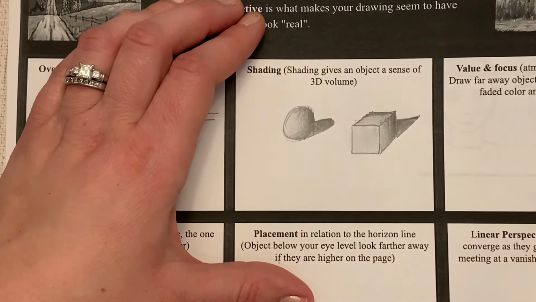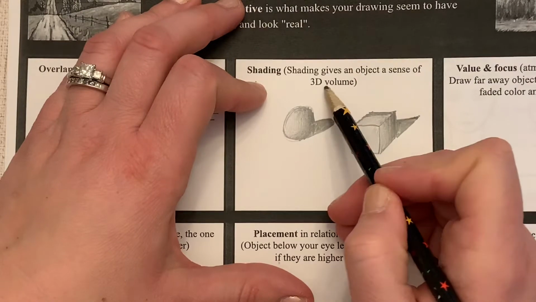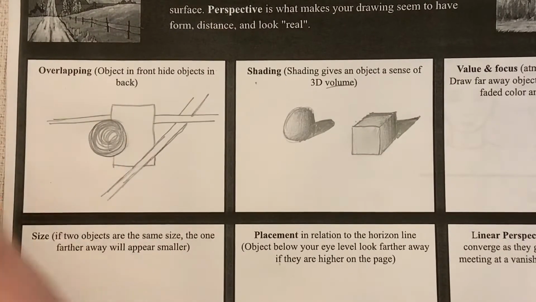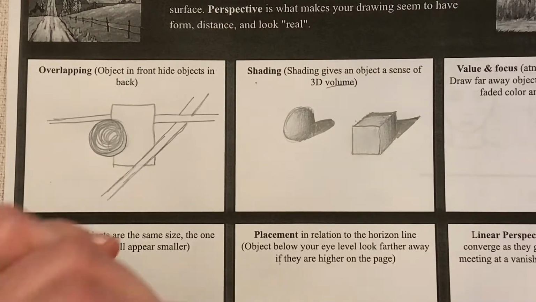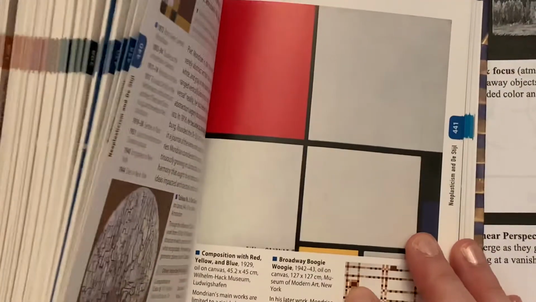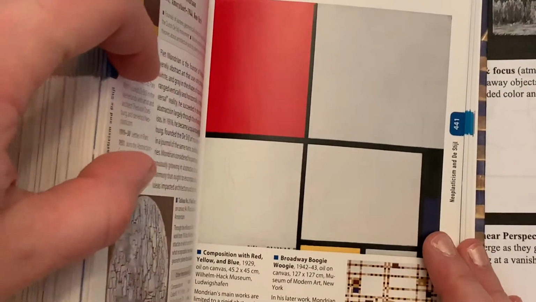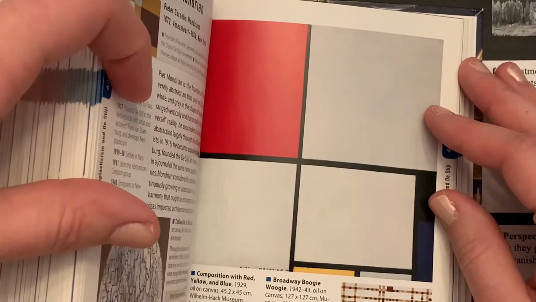Gives the illusion that it's three-dimensional. Shading helps create volume. All right, so let's see what the difference between shading is. This is a piece of artwork that has no shading at all. This is by Mondrian, and his stuff was all flat. Now you can tell, because there's no shadows, there's nothing.